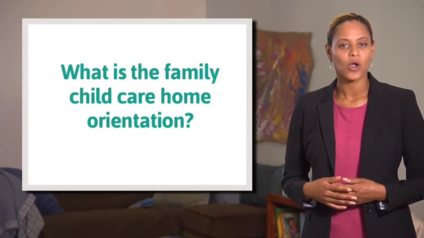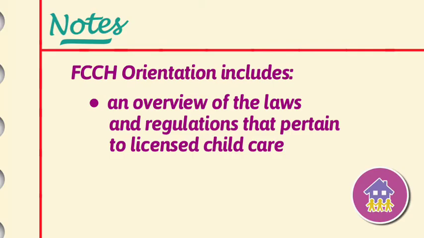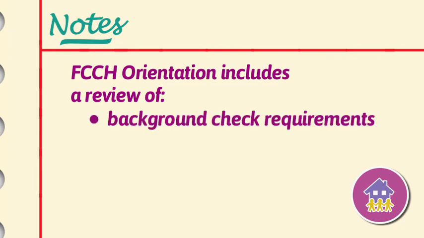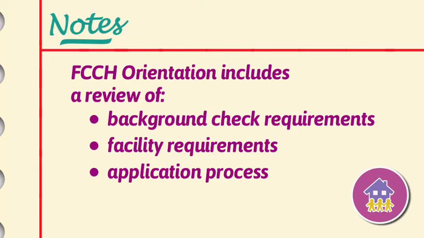What is the Family Child Care Home Orientation? The Family Child Care Home Orientation is required if you are applying for a Family Child Care Home license. The orientation includes an overview of the laws and regulations that pertain to licensed child care and a review of the background check requirements, facility requirements, and the application process for family child care homes. The orientation provides you with a valuable source of information about and guidance through how to become a licensed family child care home provider. You can take the orientation in person or online.